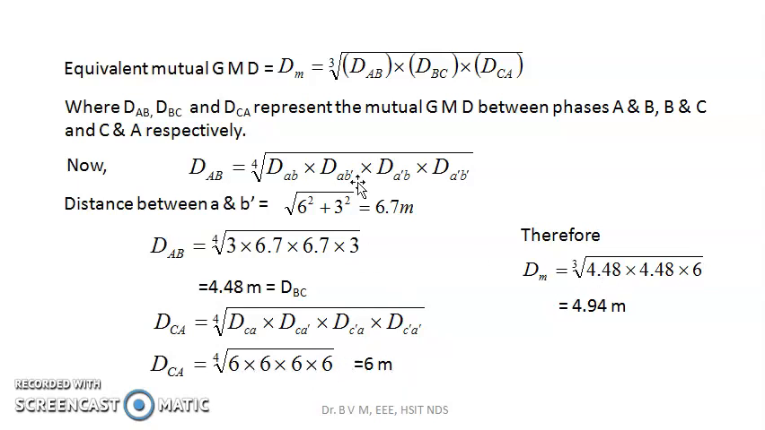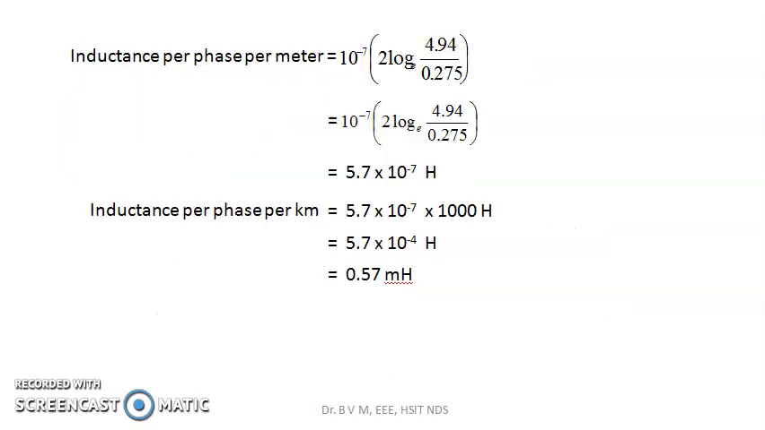So you see, if you substitute these dab, dca, dbc in the mutual GMD, what we will get is 4.94. So we know what is dm, what is ds. You substitute these in the equation for inductance per phase per meter. Finally, what we will get is 0.57 millihenry.